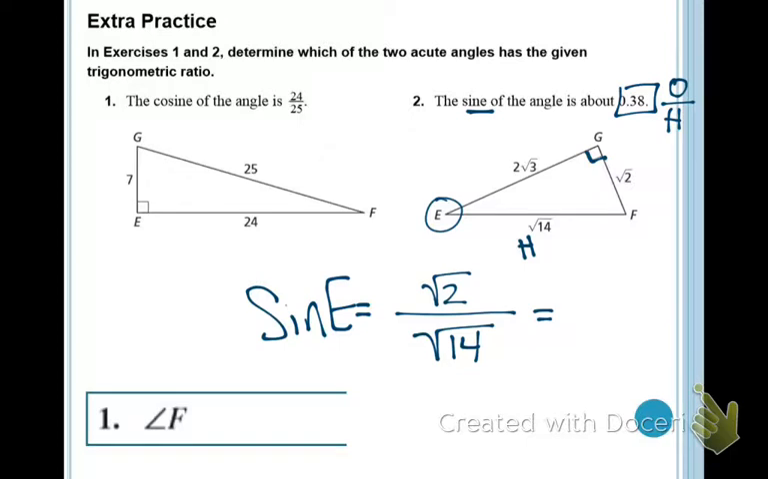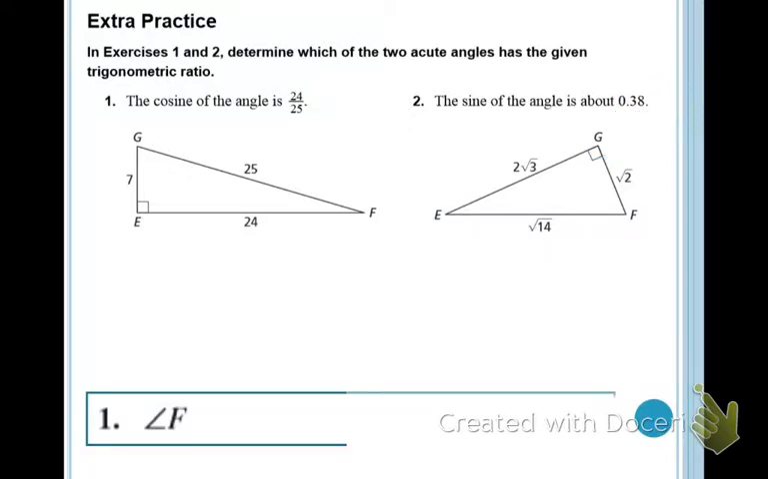All right? If you type this into your calculator, you get 0.377 and so on. What is that rounded to? 0.38. It does round to 0.4 if you're rounding there, but we're trying to make it match that. So, is angle E the perspective we were coming from? Yes, it was.